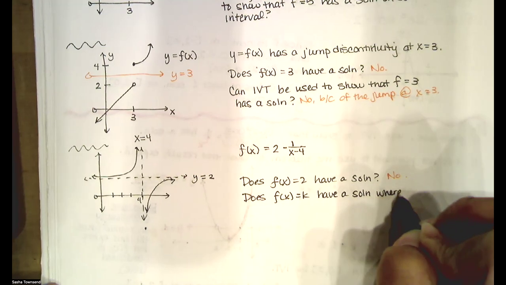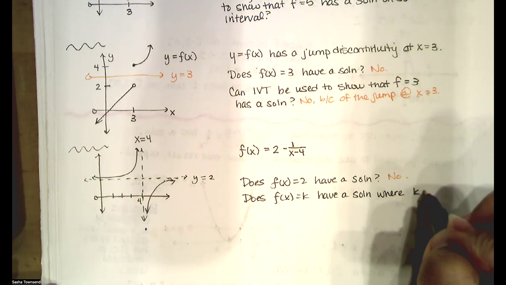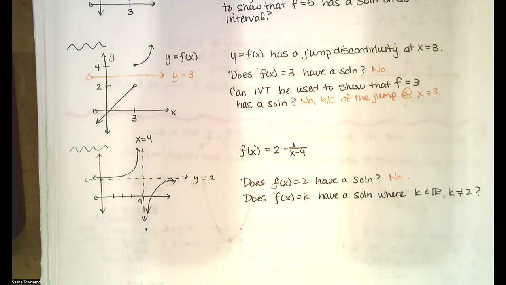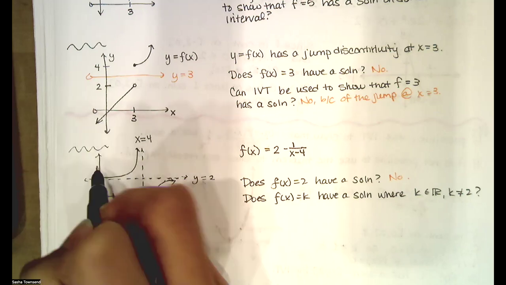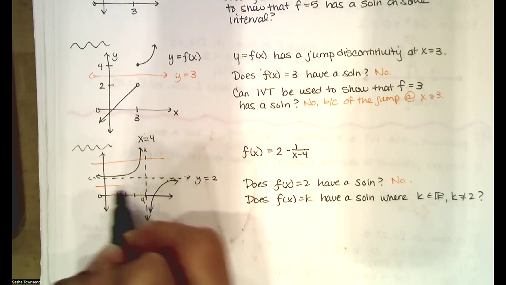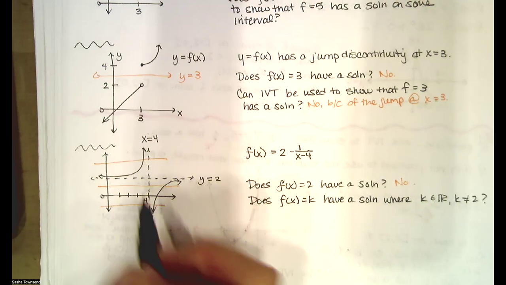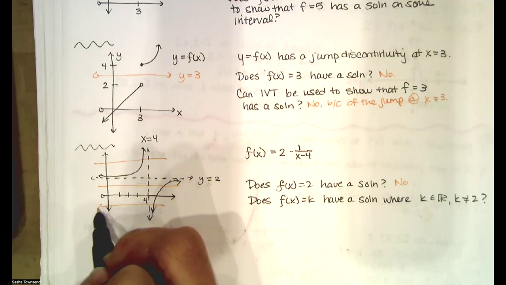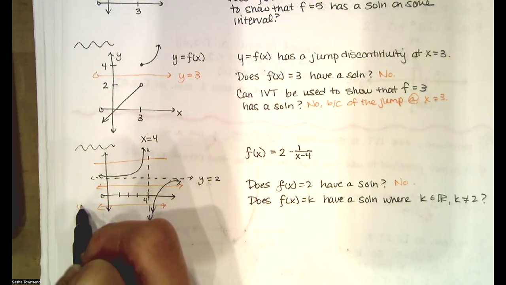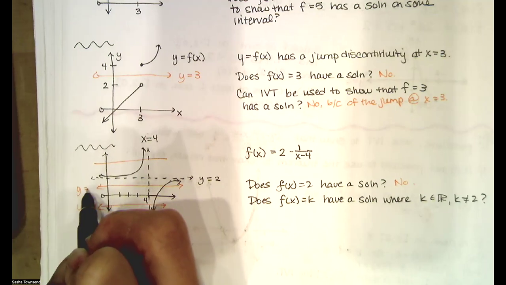Where k is a real number and k is not equal to 2. Okay, well, yes. Any value of k will work. k equals 4, k equals -1, k equals -10. Any value that's obviously not 2. This looks more like y equals -1. This looks like y equals 1.